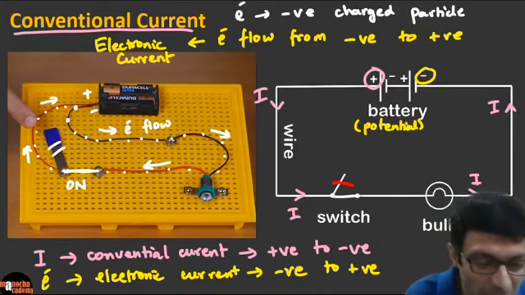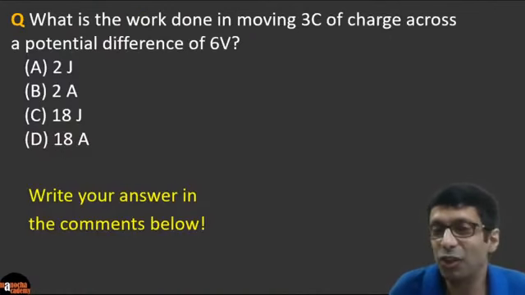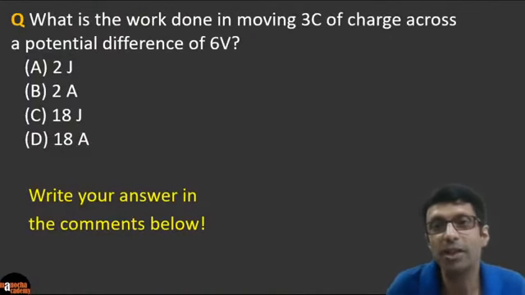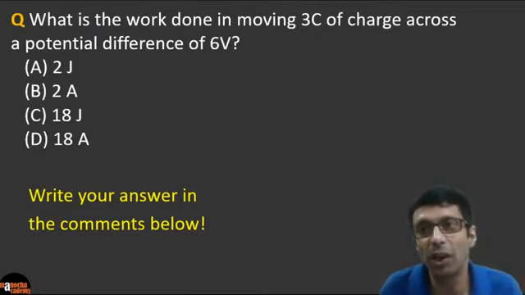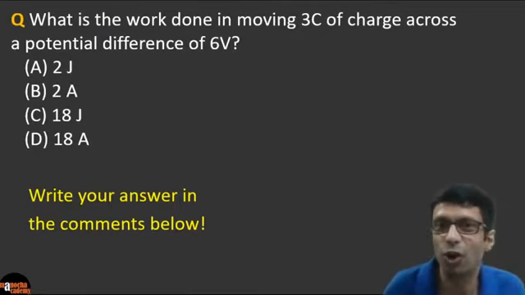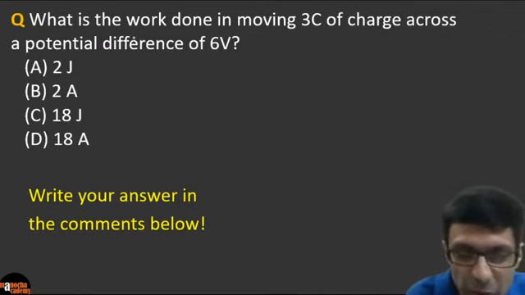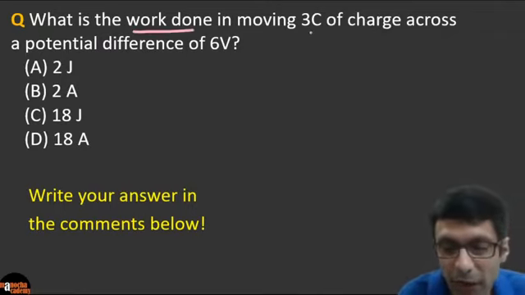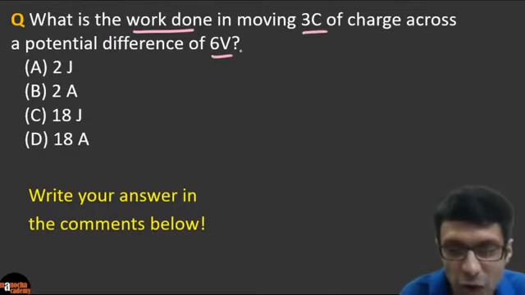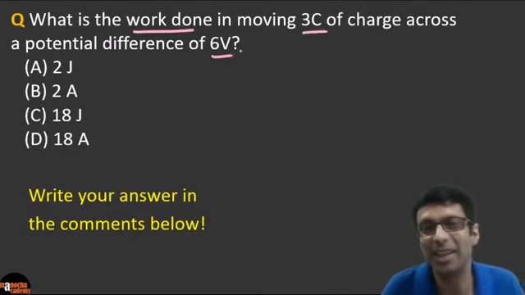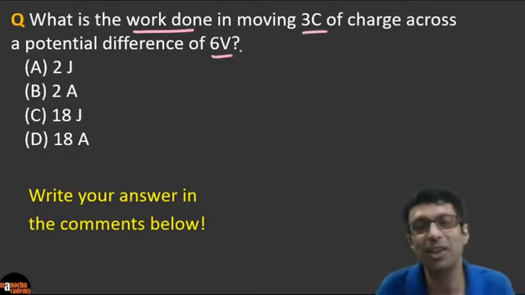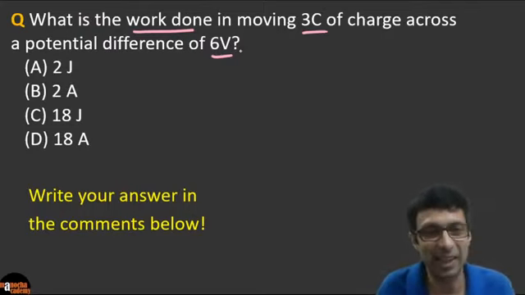Excellent. So guys, I have one interesting homework question for you. What is the work done in moving 3 coulombs of charge across a potential difference of 6 volts? So you need to calculate the work done in moving 3 coulombs of charge across a potential difference of 6 volts. Is it 2 joules, 2 amperes, 18 joules, or 18 ampere?